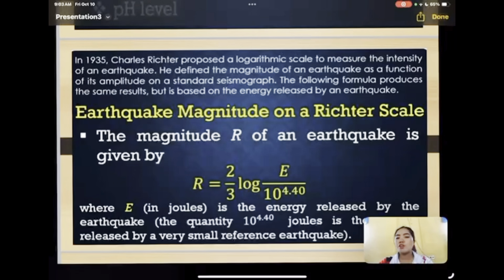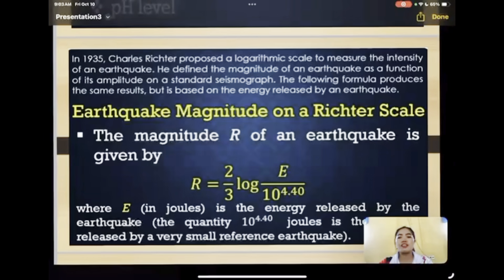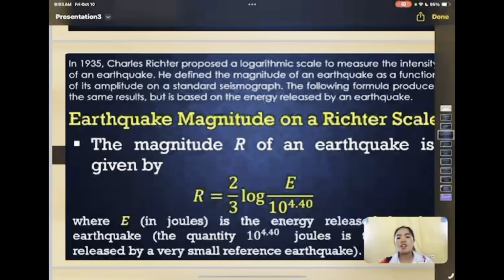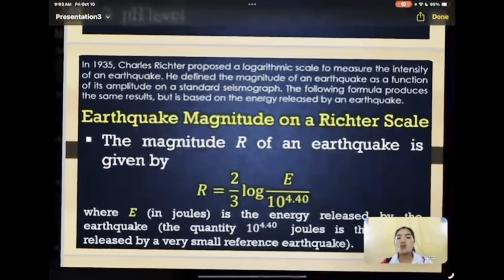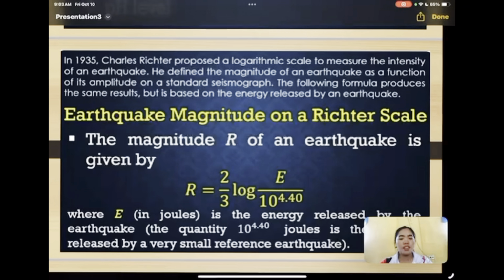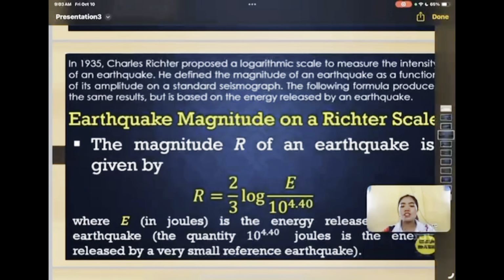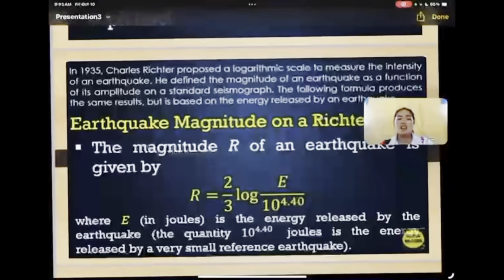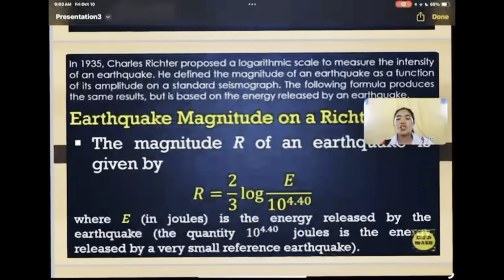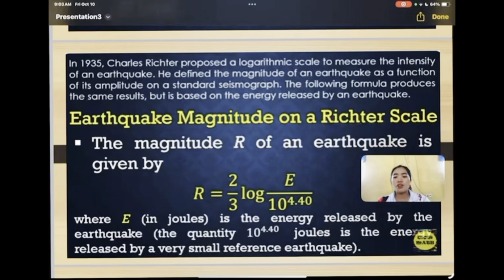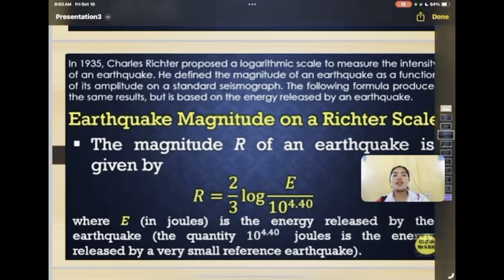Now we have here the earthquake magnitude on a Richter scale. The magnitude R of an earthquake is given by this formula: R is equal to 2/3 times log of E over 10 raised to the power of 4.40, where E in joules is the energy released by the earthquake, and the quantity 10 raised to the power of 4.40 joules is the energy released by a very small reference earthquake.